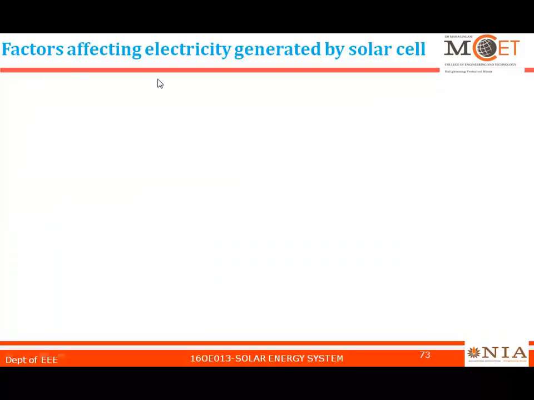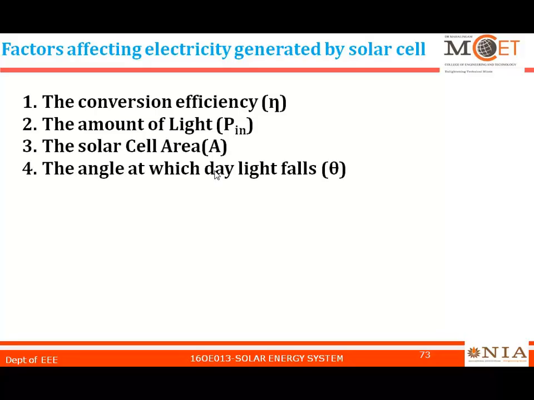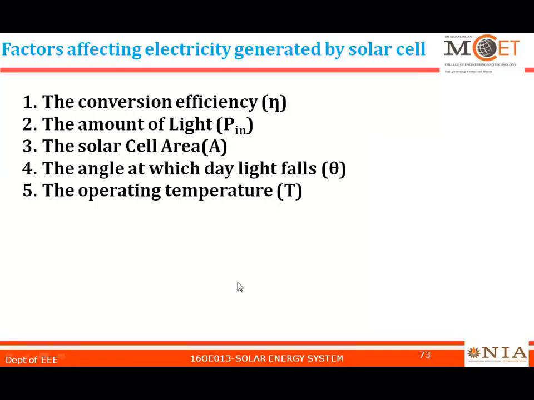Factors affecting electricity generated by solar cells are conversion efficiency, amount of light falling, solar cell area, angle at which the daylight falls, and operating temperature. These are some of the factors affecting generation of electricity. Let us now discuss the factors affecting electricity generated by a solar cell one by one.